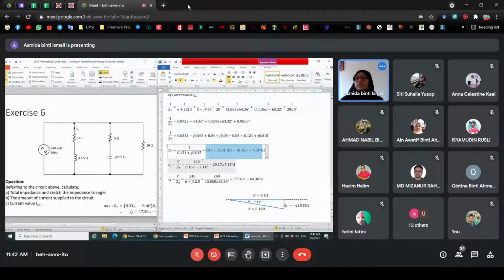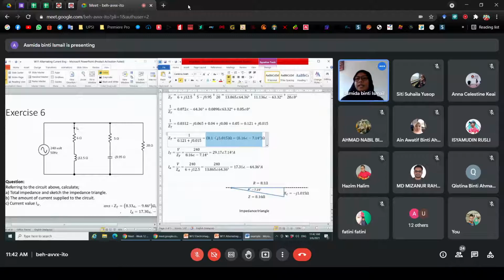Okay, so this is 8.1. So the value for R is 8.1. And this is minus j 1.015. Minus j means that it is at the bottom. Minus j means that this circuit is capacitive, a type of capacitance. We can have two types, either capacitance or inductor. So here is a minus 1.01, which means it is at the bottom.